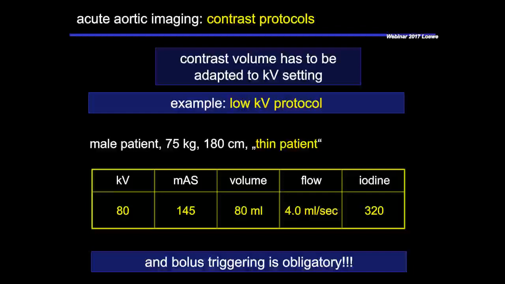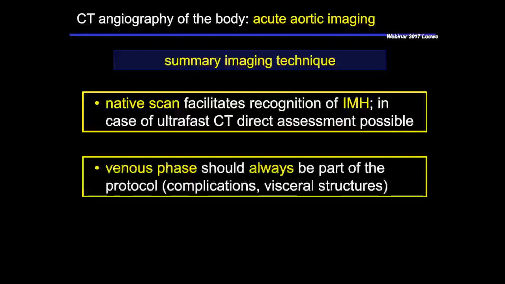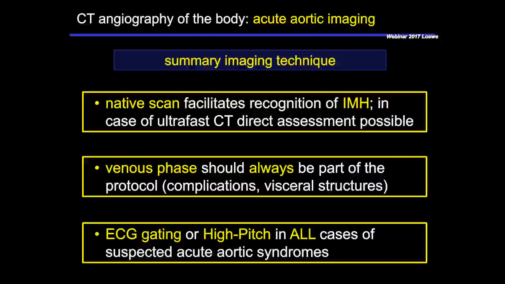So just a very brief summary of the imaging technique for acute aortic imaging. The native scan is very helpful because it helps to recognize an intramural hematoma. It's not mandatory, but it's really helpful. From my point of view, it's really mandatory and important to add the venous phase scan for the abdomen to be able to directly assess possible complications or malperfusions. And I'm really in favor of the application of ECG gating to remain able to safely differentiate between artifact and dissection, and to get information about the flow dynamics within the true and the false lumen.